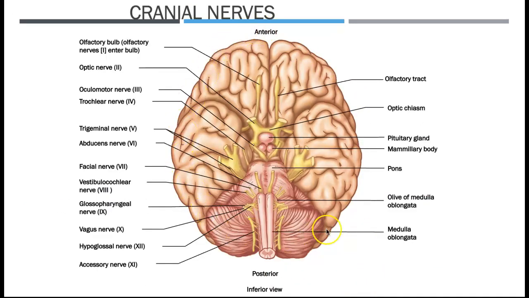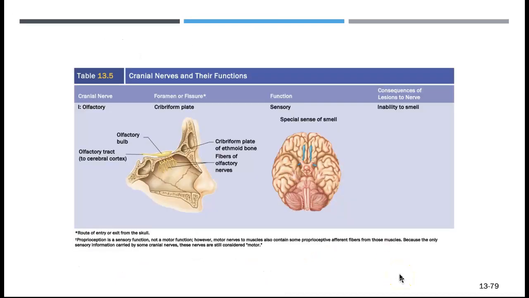This is an inferior view of the brain where we can see each of the cranial nerves. So again, we're going to go through them one by one, so I will bypass this slide. It's more for your own use. So let's get through the first one.